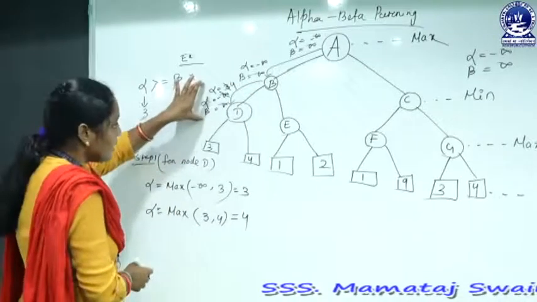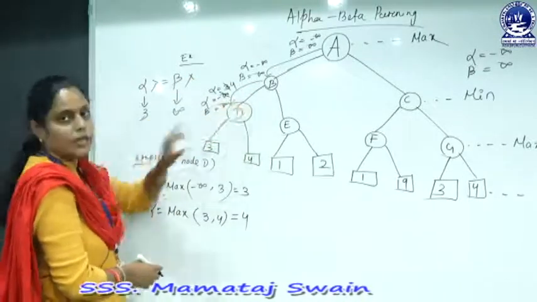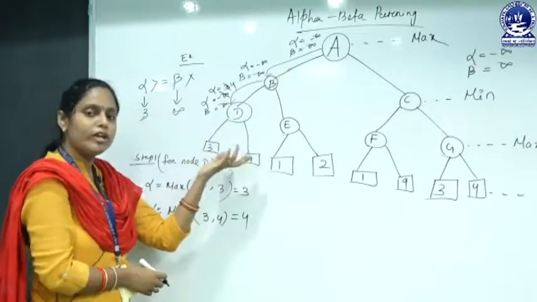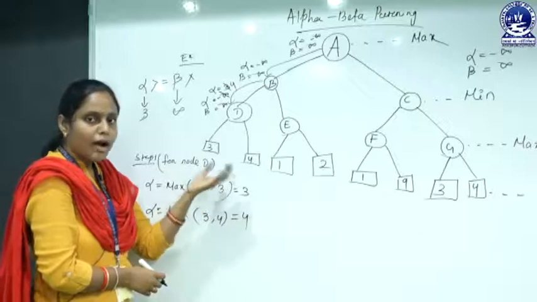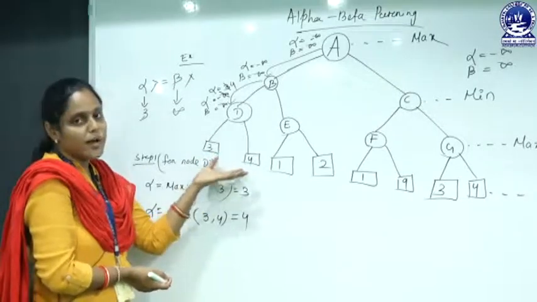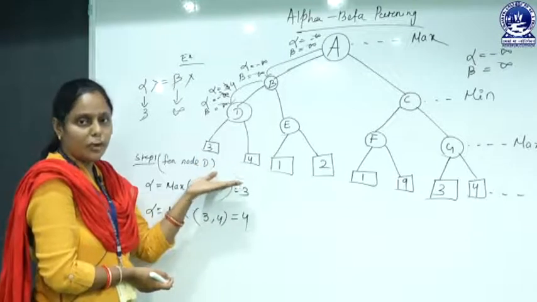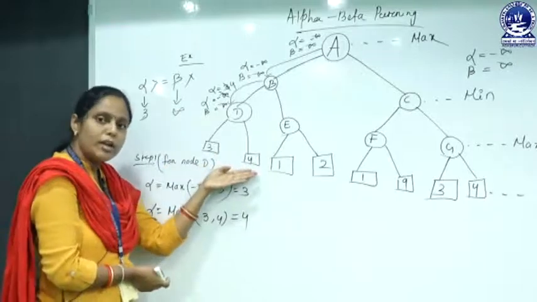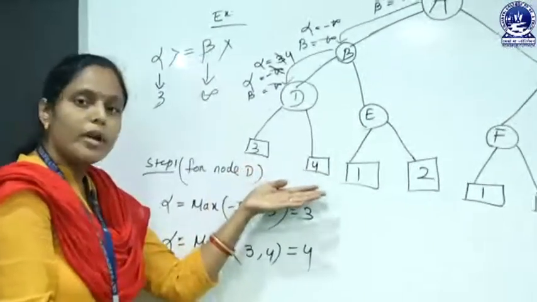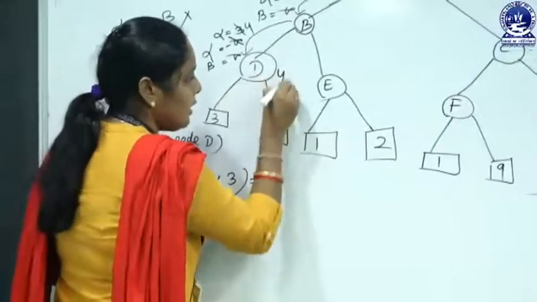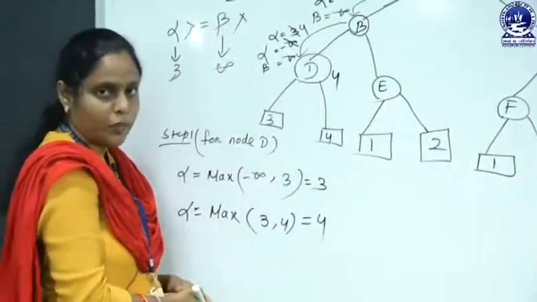After updating the alpha value for the node D, then we place the utility value for the node D. How to find out the utility value for node D? Here you check the maximum value from their terminals. One terminal value is 3, another terminal value is 4, and the maximum value is 4.